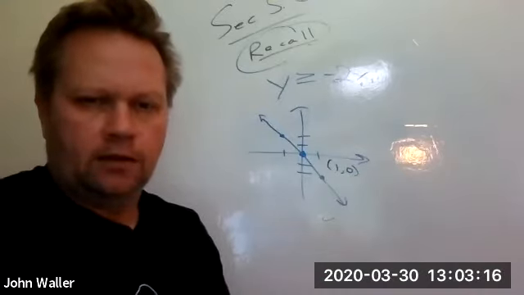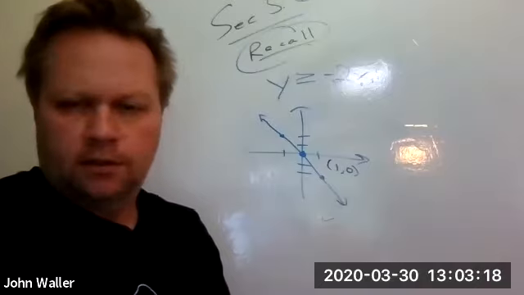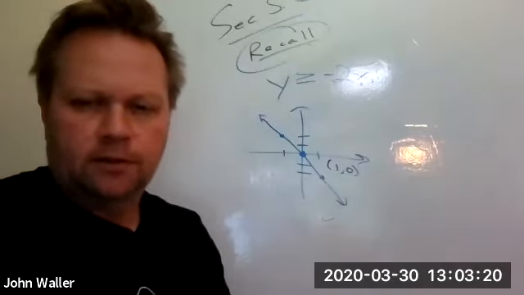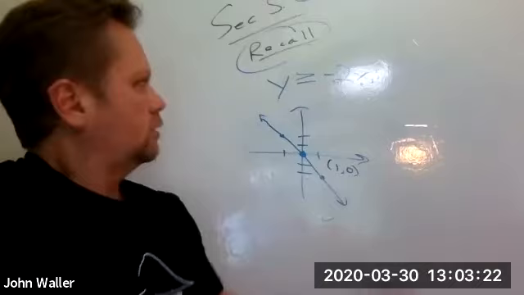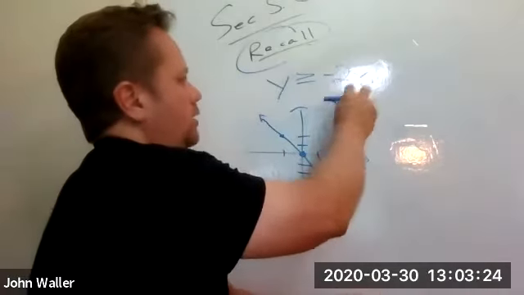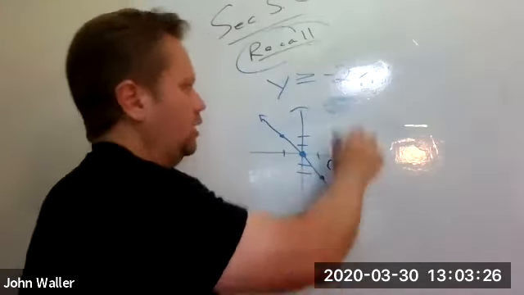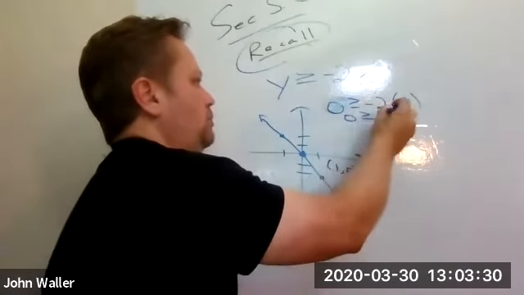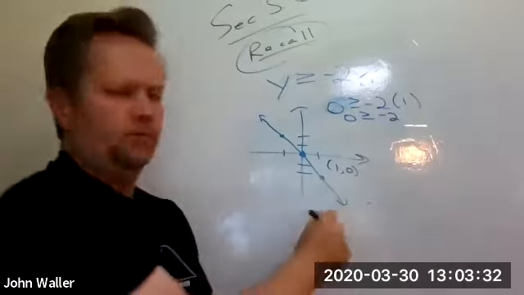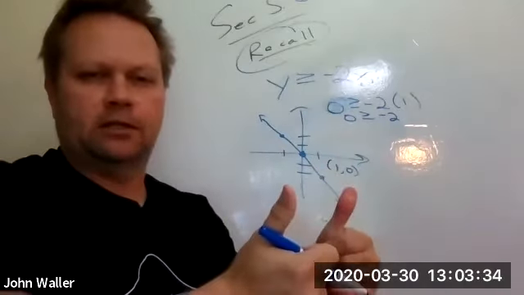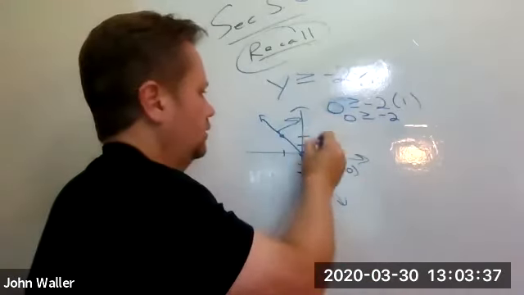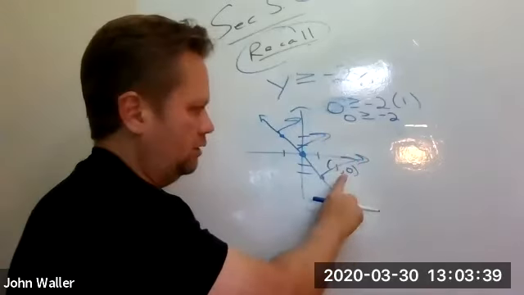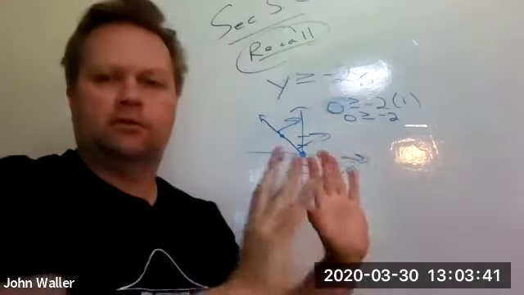Okay. So if I put a 1, 0 in, is 0 bigger than or equal to -2 times 1? Is 0 bigger than or equal to -2? Yes, 0 is bigger than -2. So I would shade in the direction of the point that I used.